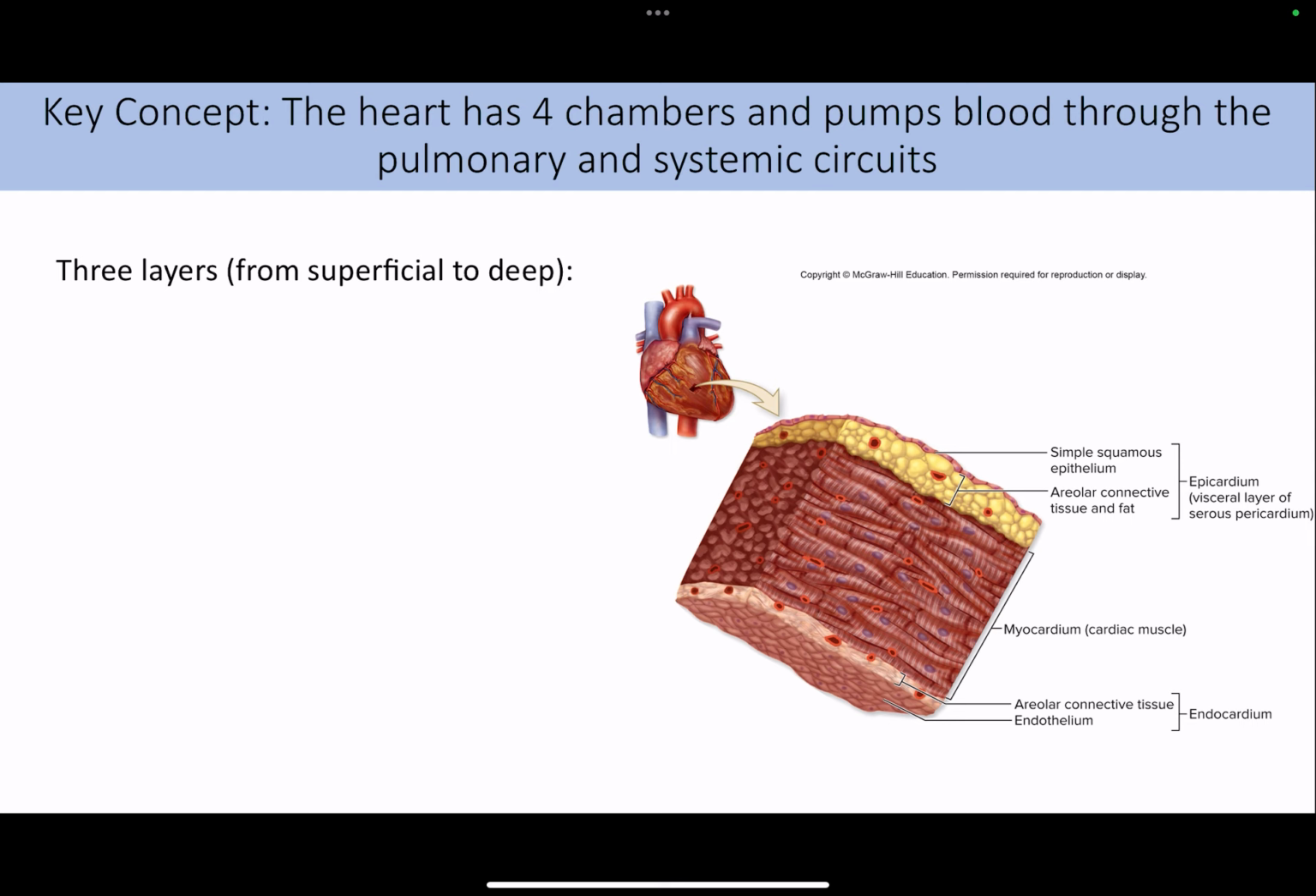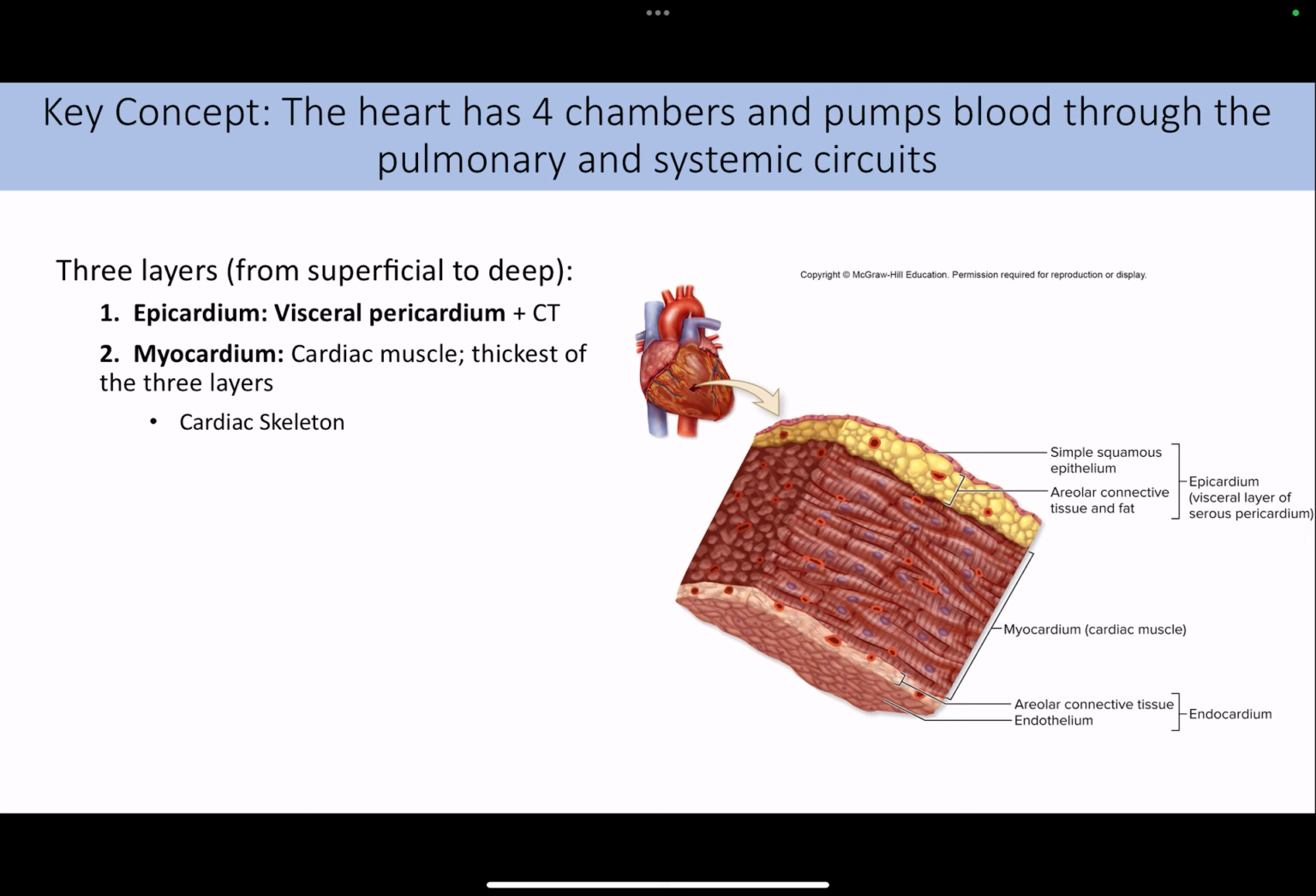Okay, so now we're going to talk about the walls of the heart. So we have 3 layers of our heart wall. This is from superficial to deep. The epicardium, which is the visceral pericardium, plus some connective tissue that's at the top. Epi means outside, so it's going to be the outermost layer of the heart.